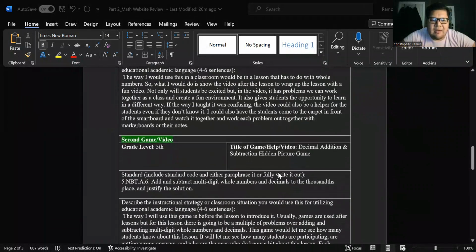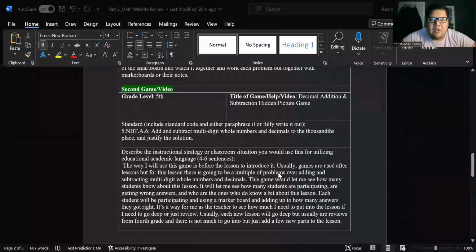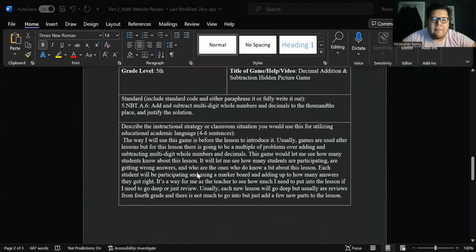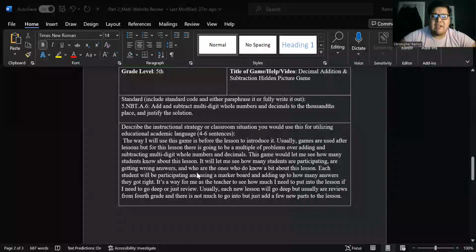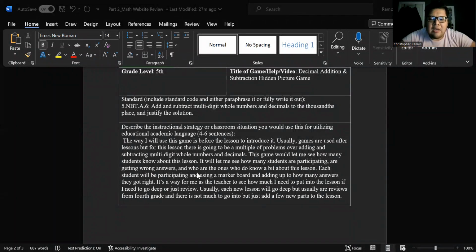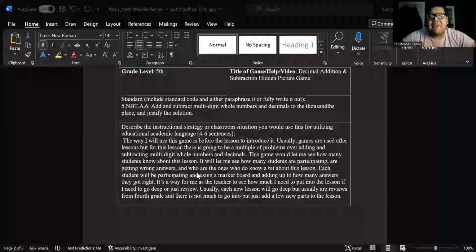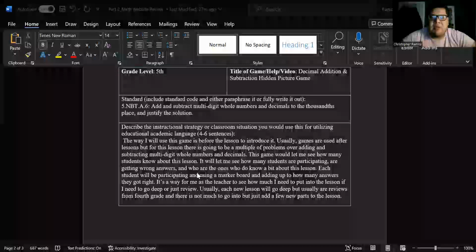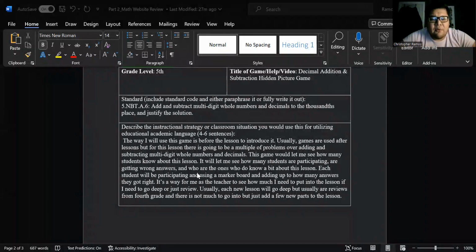For my next one, I chose a game, the decimal addition and subtraction hidden picture game, and this is for fifth graders. The way I will use this game for my instructional strategy is to use it before the lesson to introduce it. Usually games are used after the lesson, where after you're done with your assignment, you can just go play the game. But I would want to use this before the lesson.